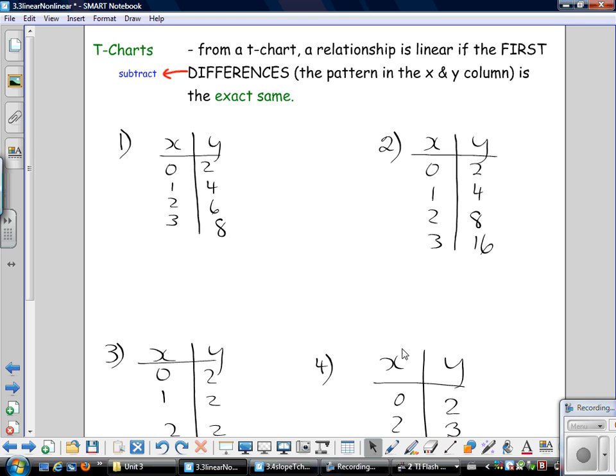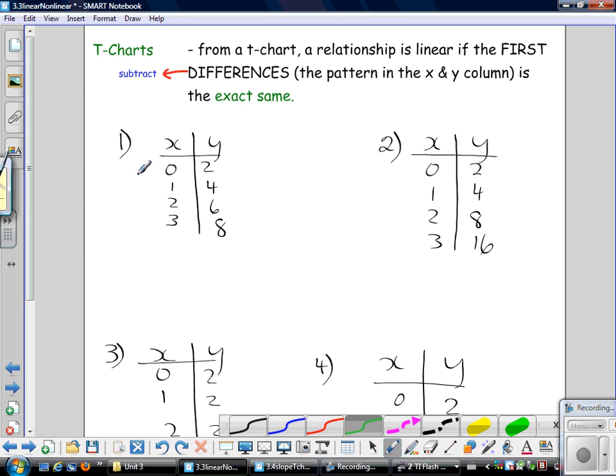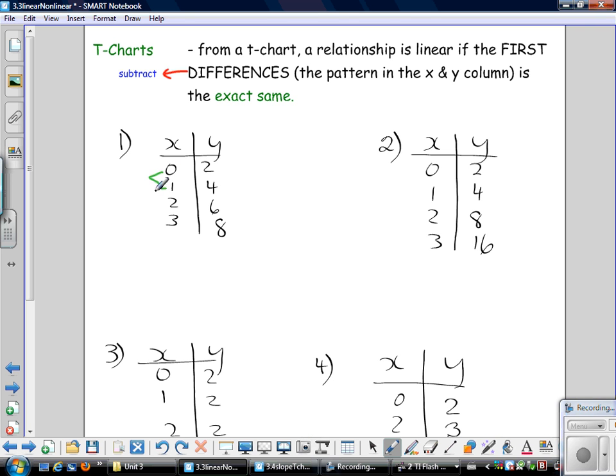When I look at my x column, when I say exactly the same, we're looking at the distance between the numbers. I always start at the bottom when I'm subtracting, because then I know I'll have it right each time. So 3 minus 2 is equal to 1, and we can go 2 minus 1 and 1 minus 0. Those are exactly the same here.